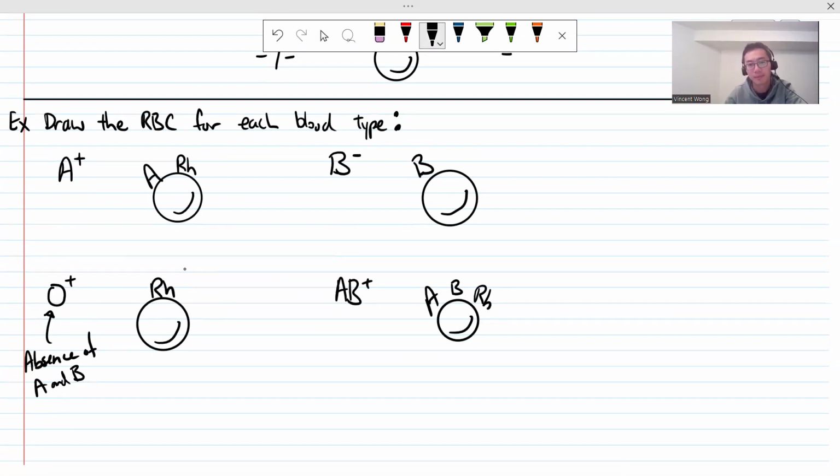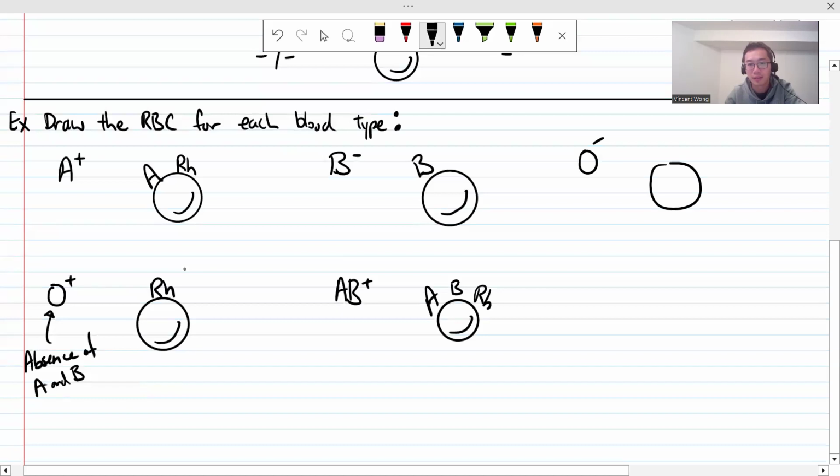Okay. Right? What if someone is O negative? Yeah, my mom has O negative. Right. So what does it mean? What's on it? No RH. No RH and no A and no B, right?